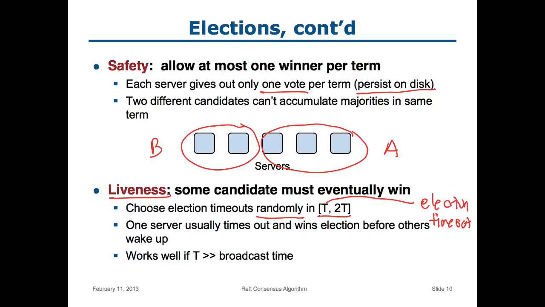And this works particularly well if the time over which we spread the timeouts is much larger than the broadcast time, where what I mean by broadcast time is the amount of time that it takes one server to talk to all the other servers to get their votes. So as long as the timeouts are spread out over a much larger interval, it's pretty easy to see that whichever server wakes up first will be able to talk to everybody and get their votes before anybody else wakes up.